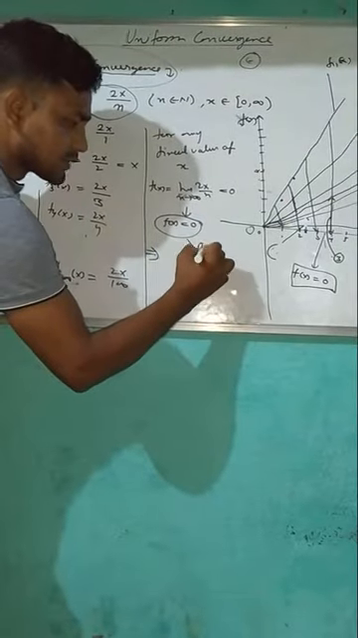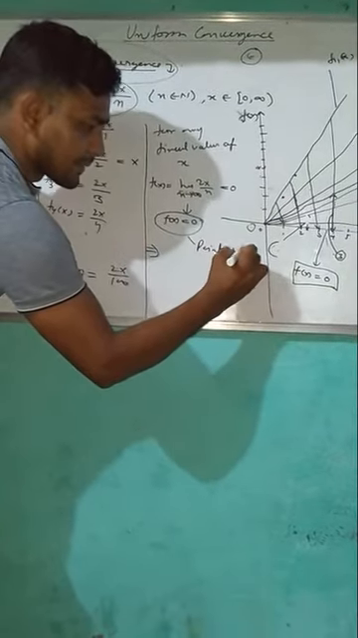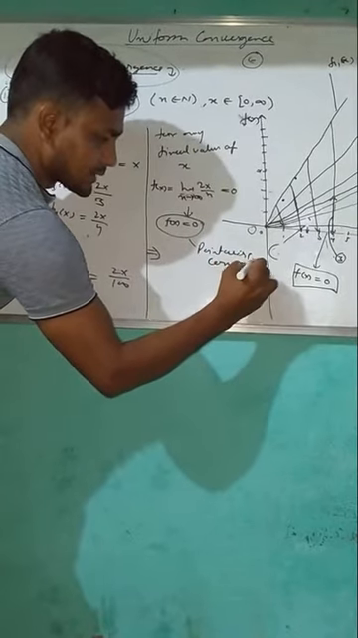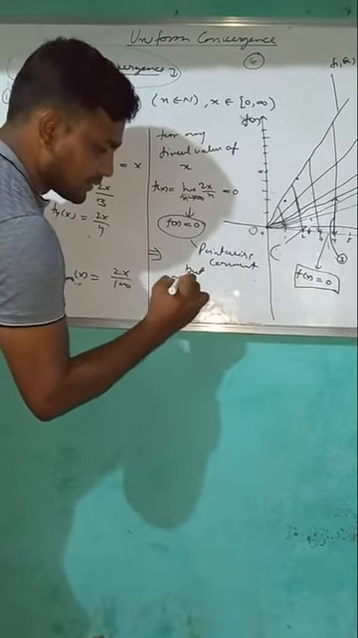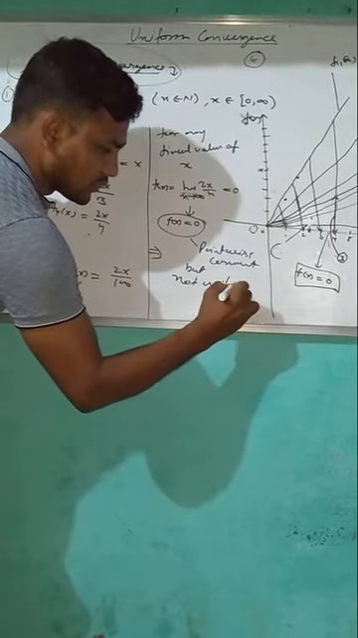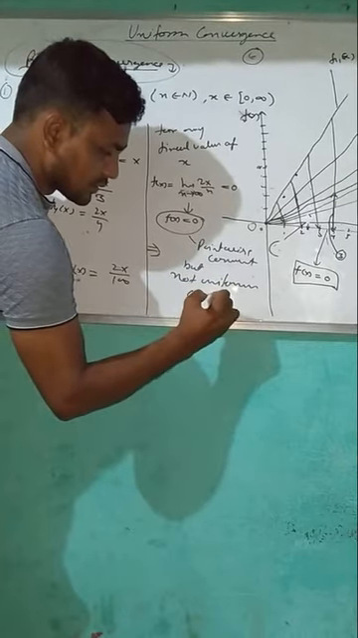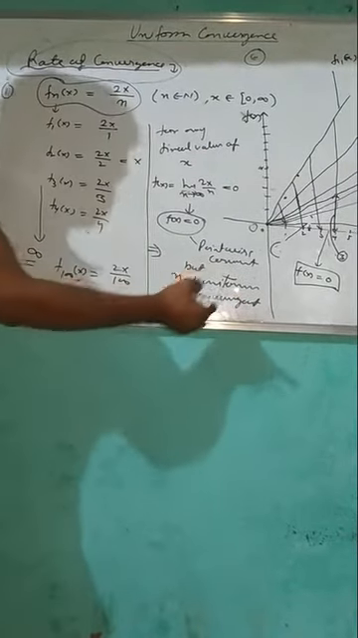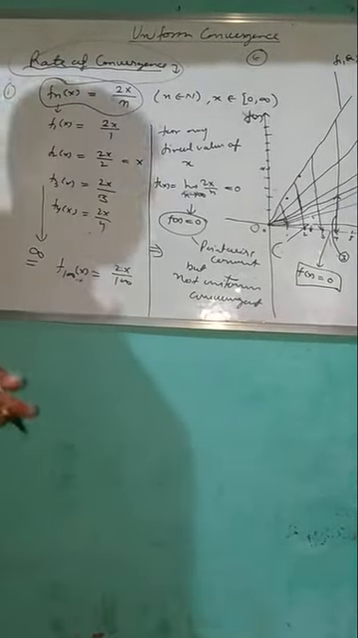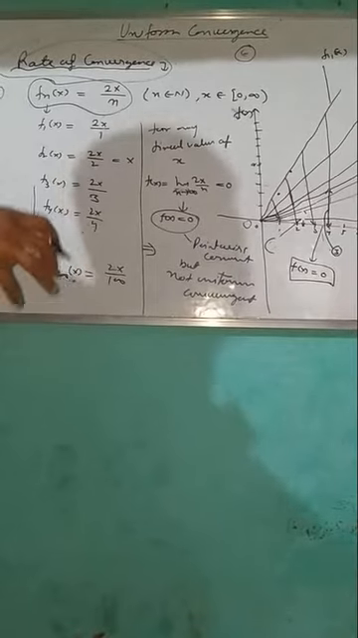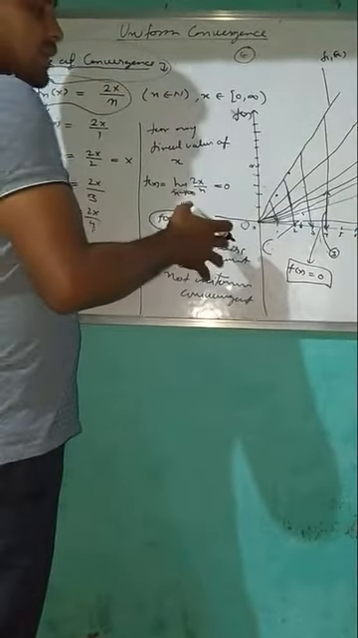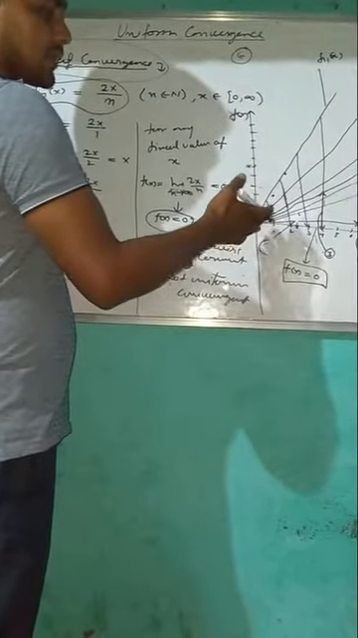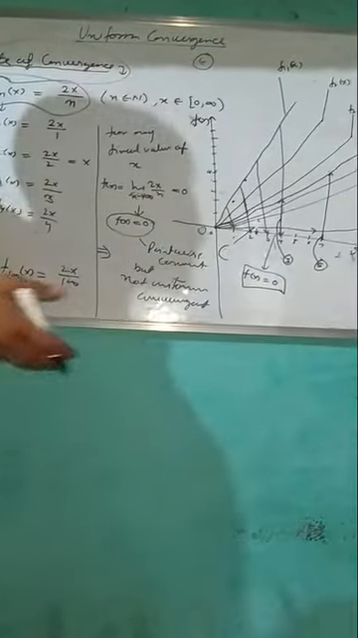This is pointwise convergent, but not uniformly convergent. Okay, this is pointwise convergent but not uniformly convergent because the speed of the convergence at the different points of the real line is different.